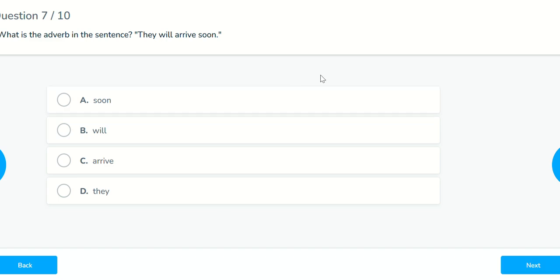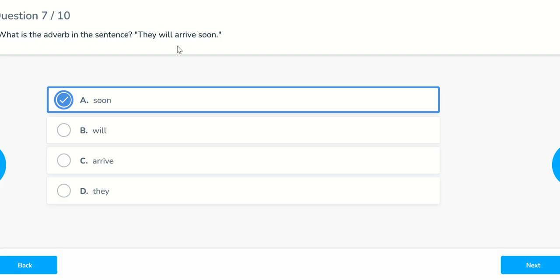What is the adverb in this sentence? They will arrive soon. This one's tricky. There's not an adjective. Will arrive, that's the future tense verb. So it must be soon. Soon tells us when they're going to arrive.